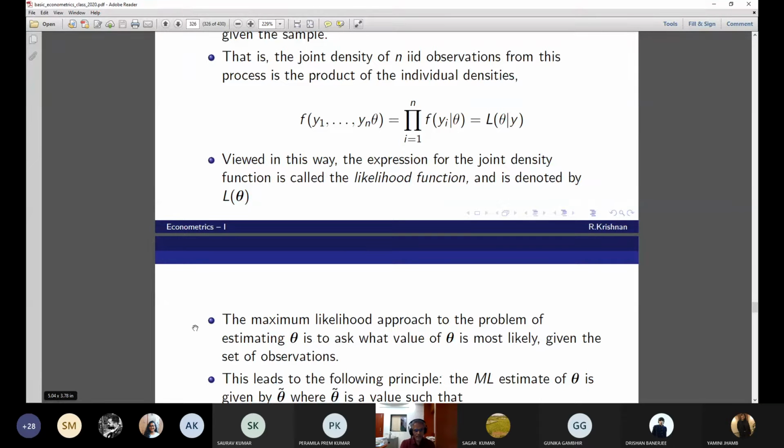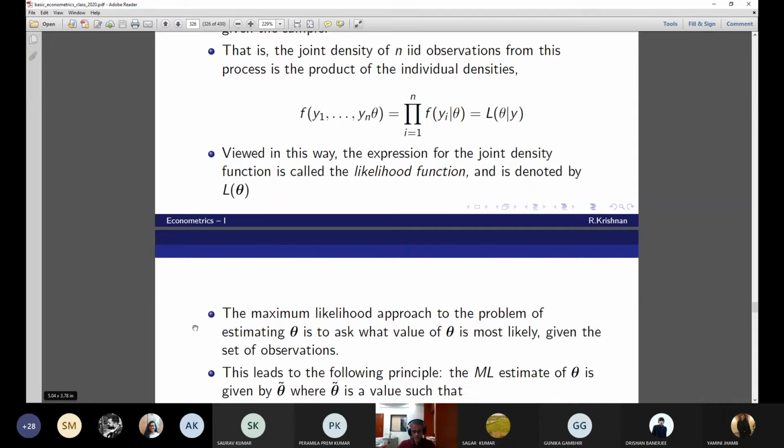Now you understand this point, the class. What is the maximum likelihood approach? Given the set of values, the maximum likelihood approach is to ask the question, what is that estimate of theta which is most likely to have given rise to the set of observations that you have? This is the principle of maximum likelihood.